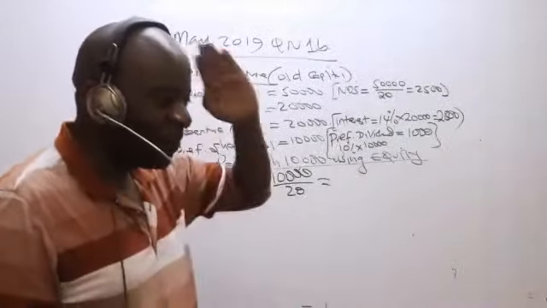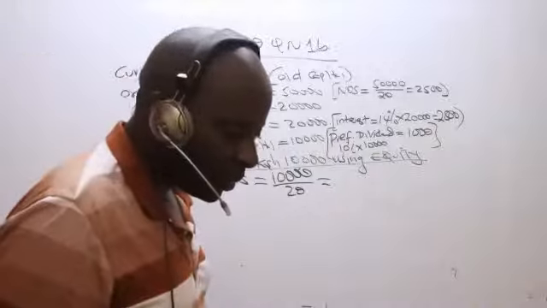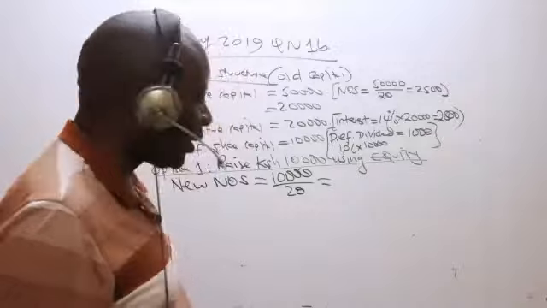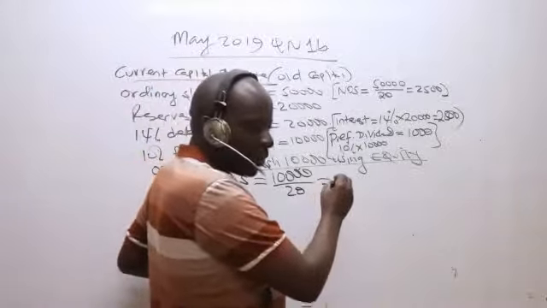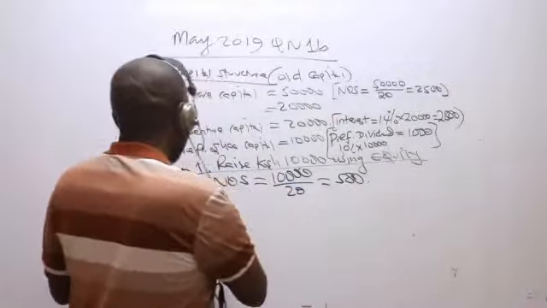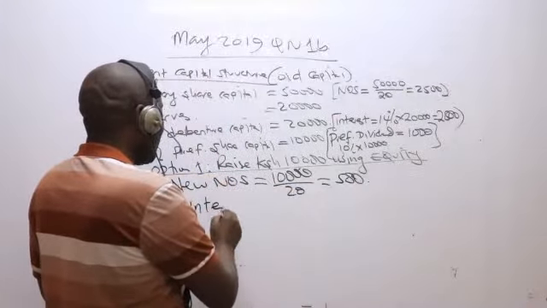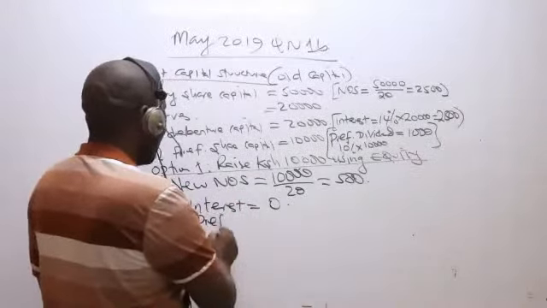10,000 divided by 20. Par value remains the same. So 10,000 divided by 20 gives me how many shares here? Somebody? This will give me 500 shares. 500 shares.